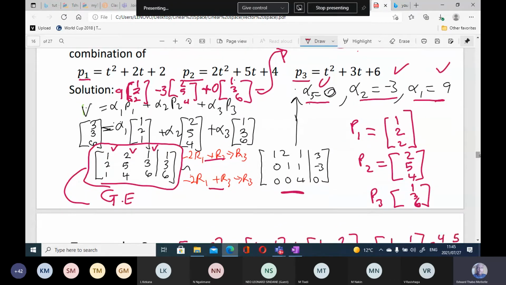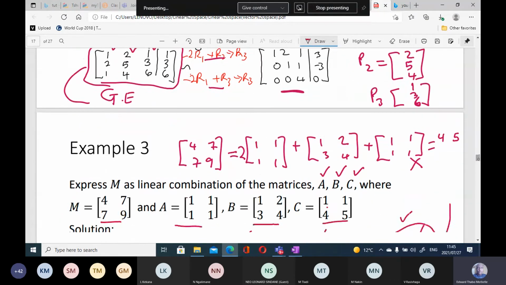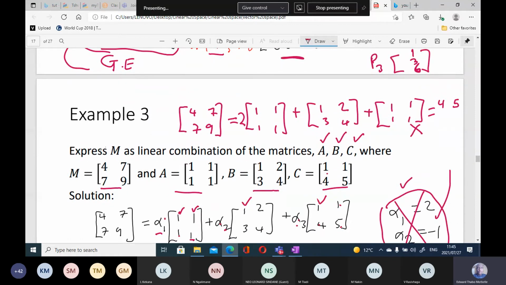Okay, now the next example: express M as a linear combination of matrices A, B, C, where M is equal to that, A is equal to that, B is equal to that, and C is equal to that. So here, your approach is exactly the same as the previous one, but let's do it. So it's M, I'm just copying it: 4, 7, 7, 9. We are going to solve it step by step, because it's important. You might get this in future.